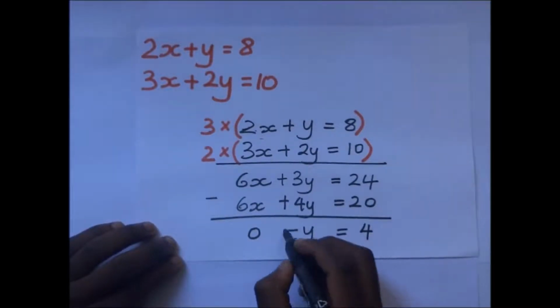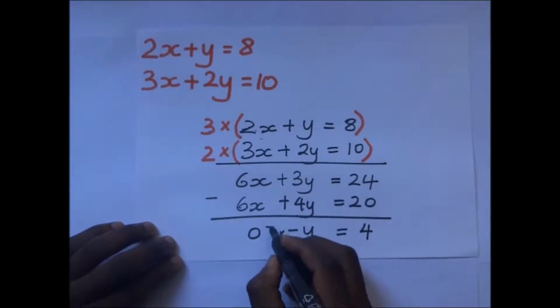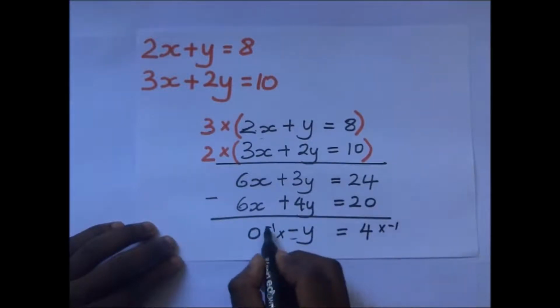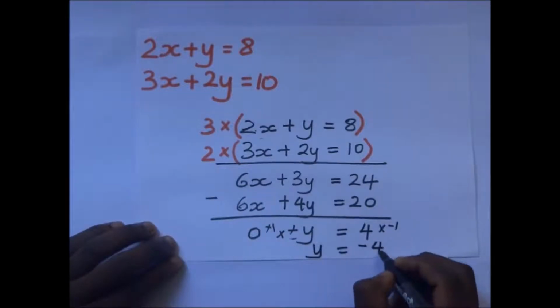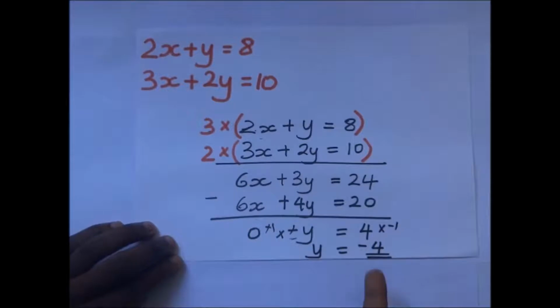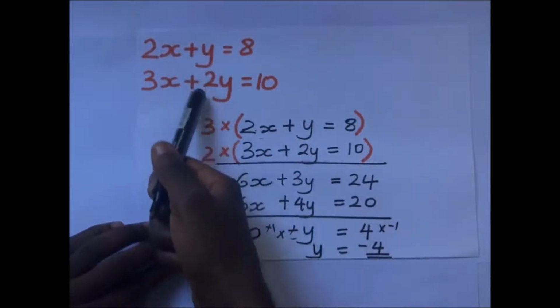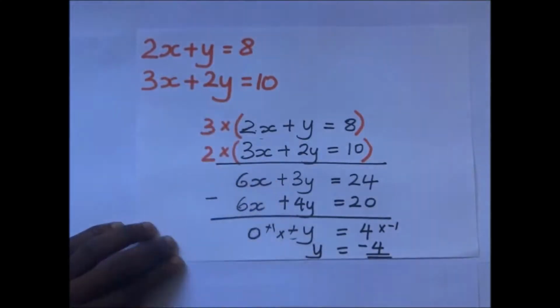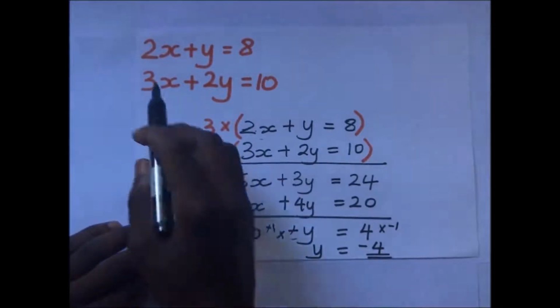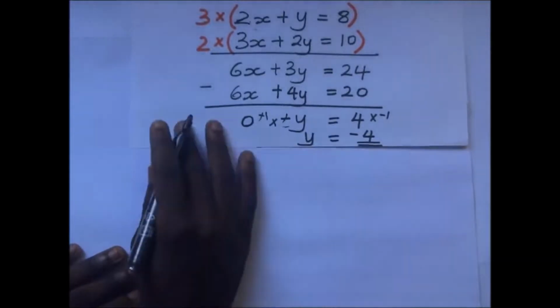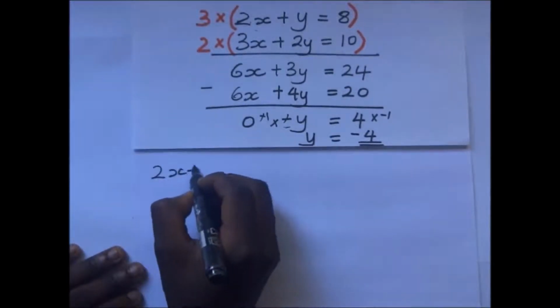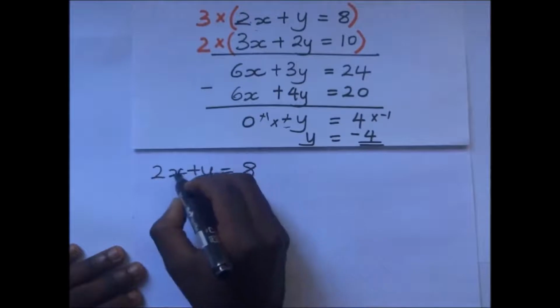If we multiply both sides by negative 1 to eliminate this negative from the y, we end up with our value of y as negative 4. So our value of y is negative 4. After getting our value of y as negative 4, we shall just go back and substitute this value of y in any of these equations so that we are able to get the value of x. So let's substitute this negative 4 in our first equation. So in our first equation, it's saying 2x plus y is equal to 8.